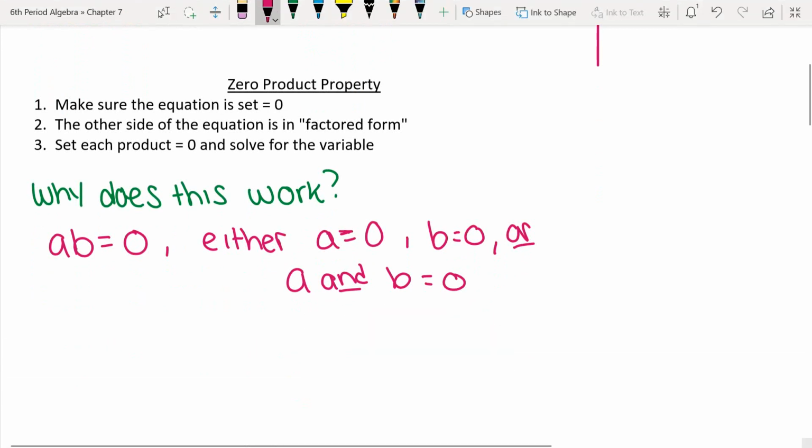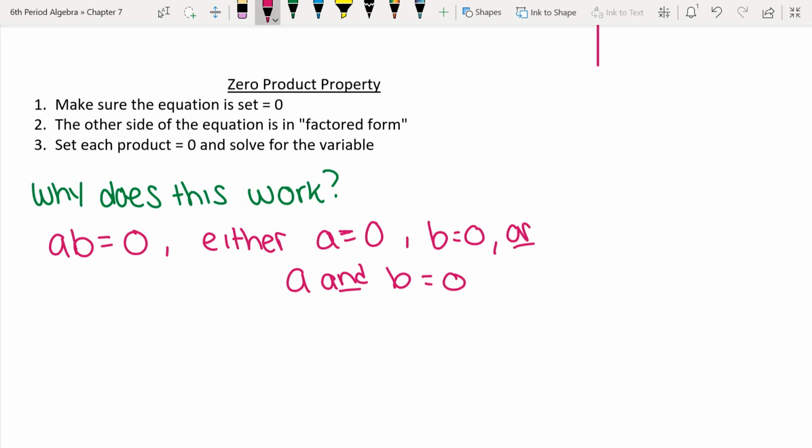Zero product property is really a process that we follow. It is related to a property of multiplying things to equal 0. What I did first was write out the process of how we use the zero product property, and then I'll explain what it is and why it works.